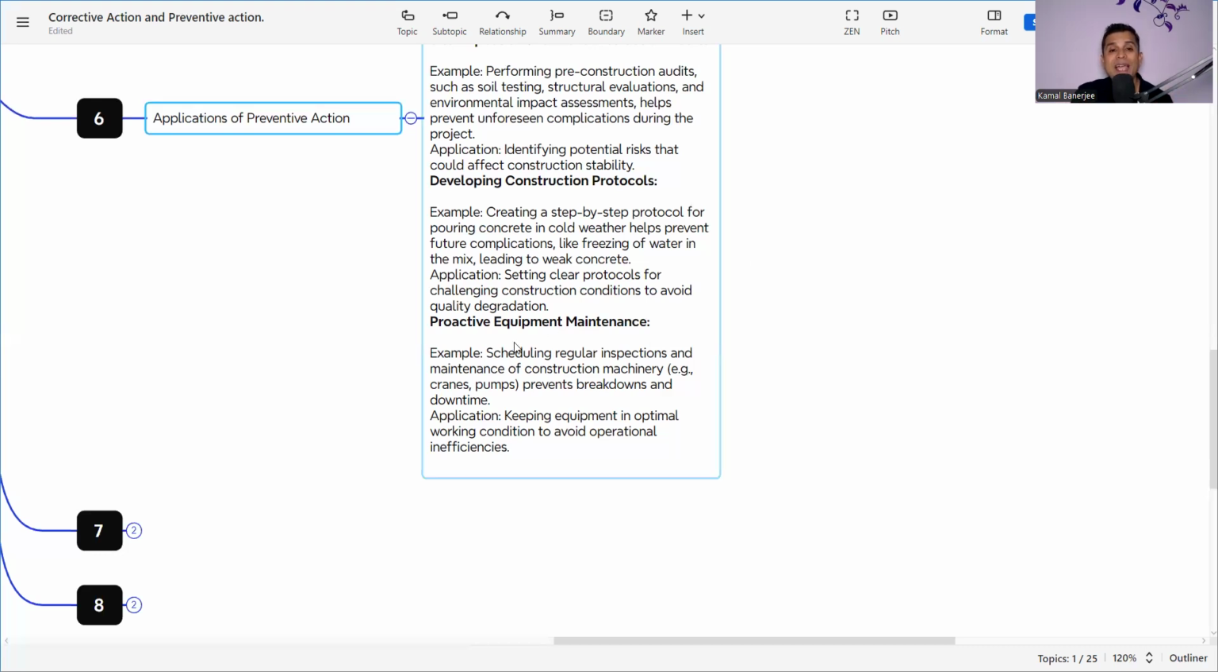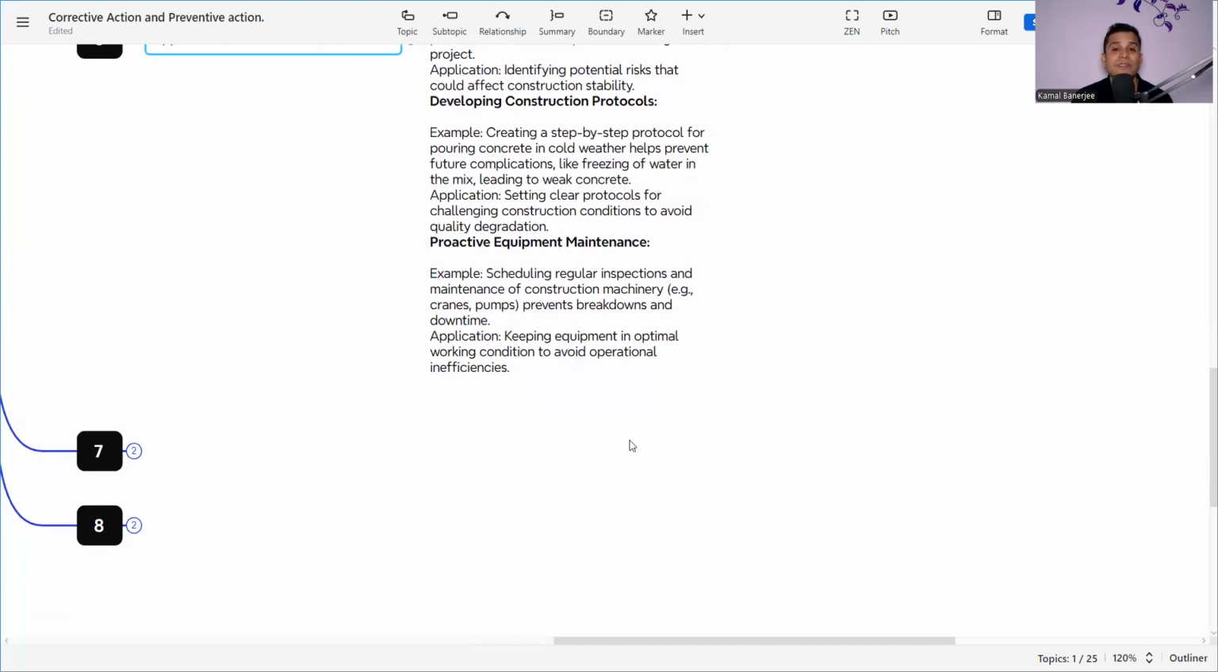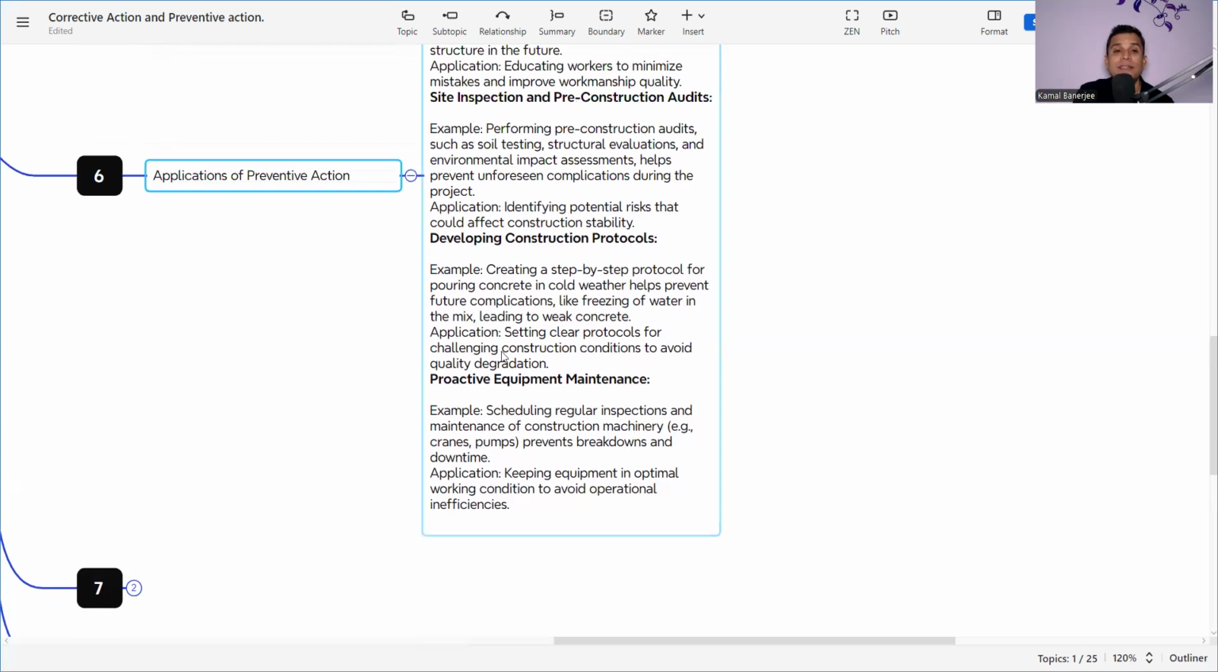Then proactive equipment maintenance: scheduling regular inspections and maintenance of construction machinery prevents breakdowns and downtime. Suppose in any concrete activity the concrete pump is malfunctioning, or the vibrator is not working properly. If we are doing proactive equipment maintenance, then we can mitigate the issues that can arise due to this. So here also we can apply the preventive action method.